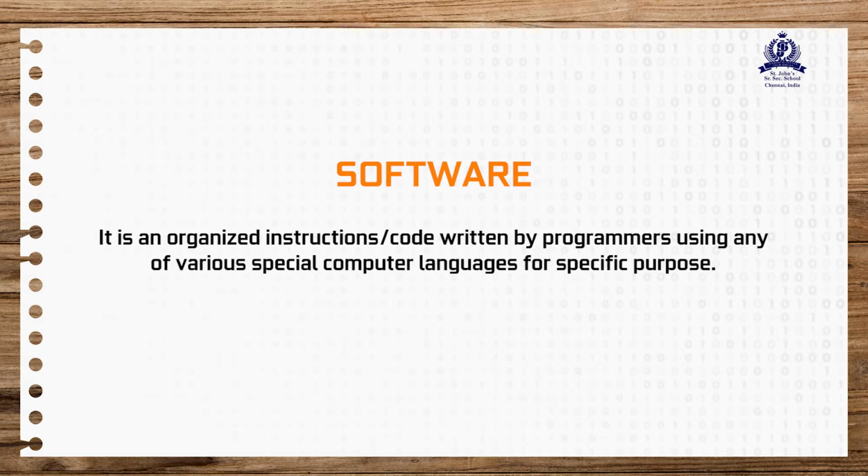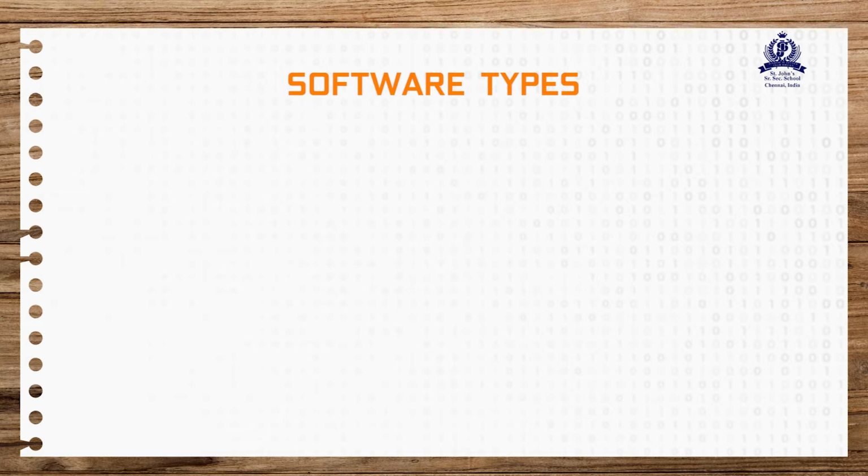This software is written by programmers using any one of the computer high level languages. There are a lot of languages available nowadays, like C, C++, Java, Python, .NET, etc. You can use any one of them and write the set of instructions, that is called a software. Once the code is written, it is used for different purposes. We'll see the different types of software available in the next topic.